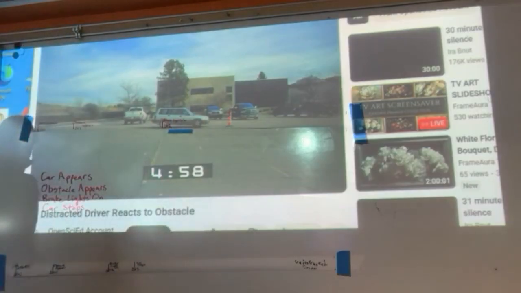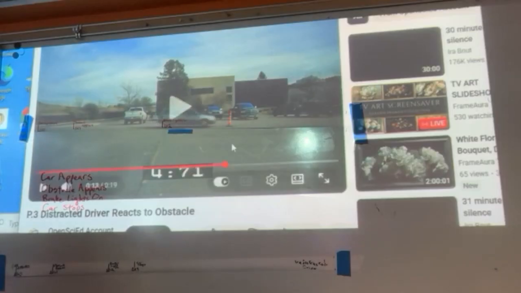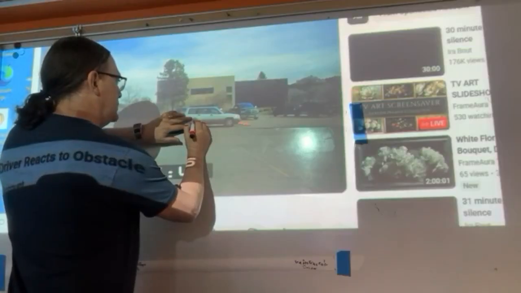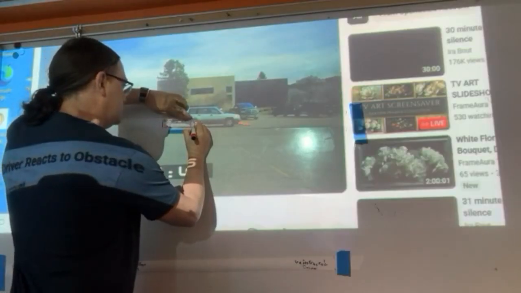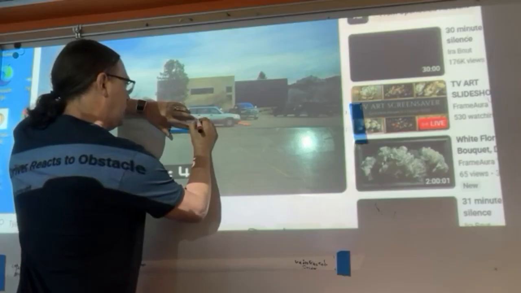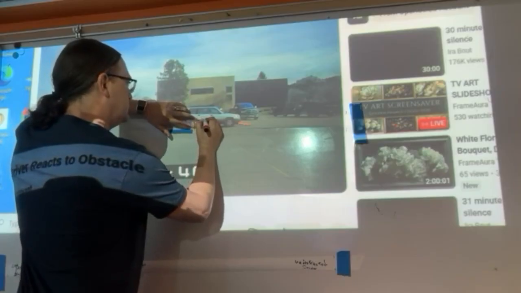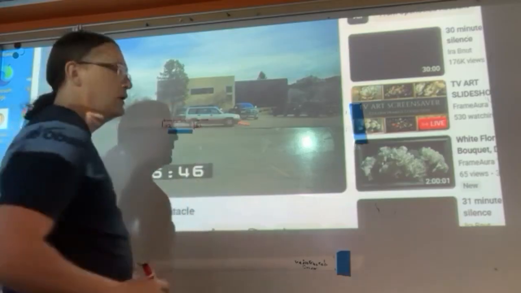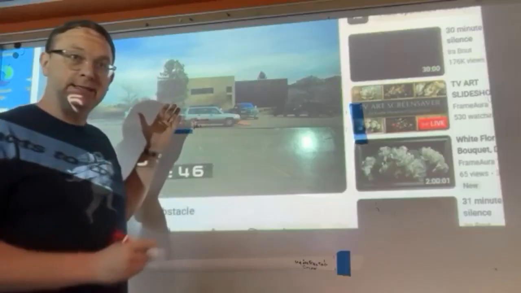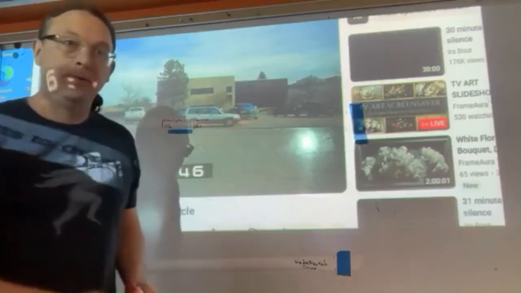Now let's mark when the car stops. Okay. And the car now stops here. Position 3. Car stops. Now we'll measure these distances on the board.